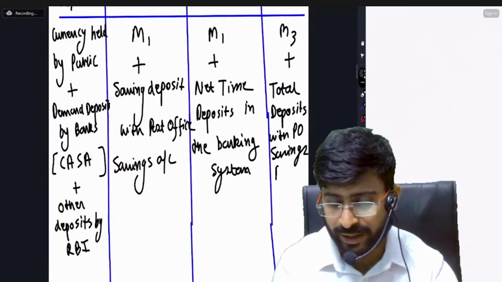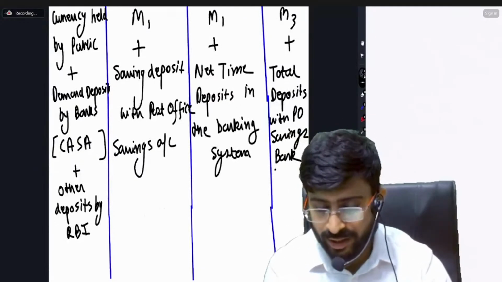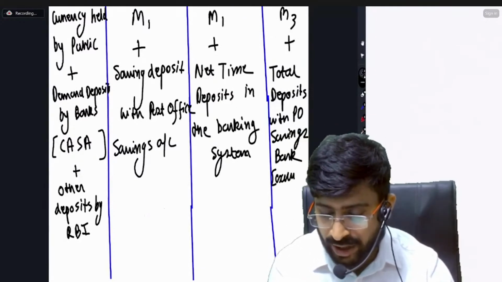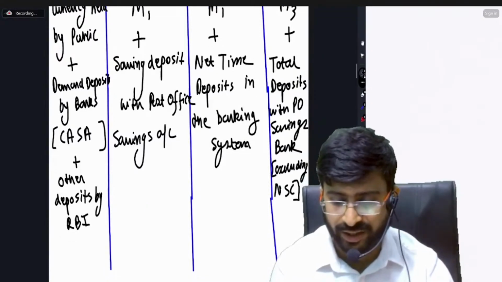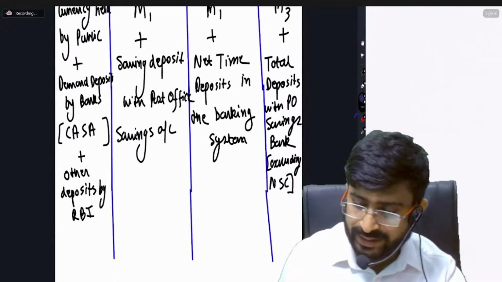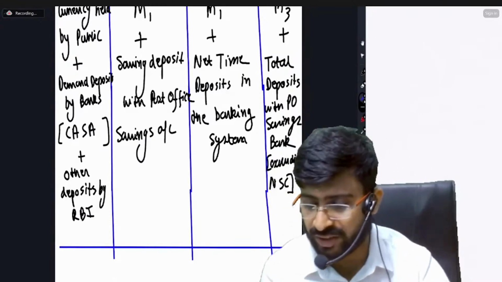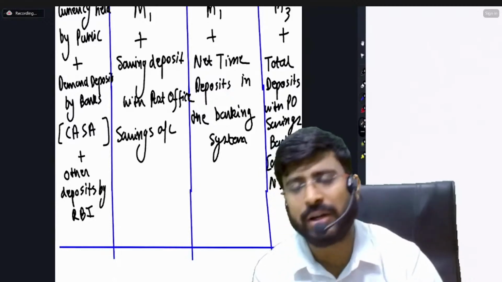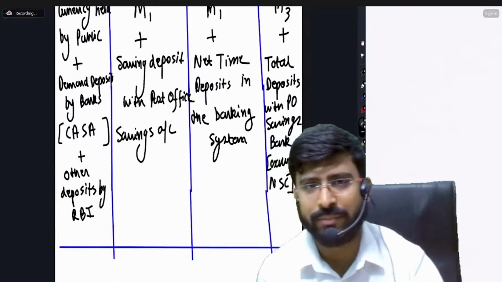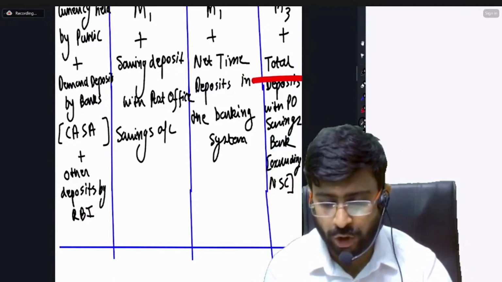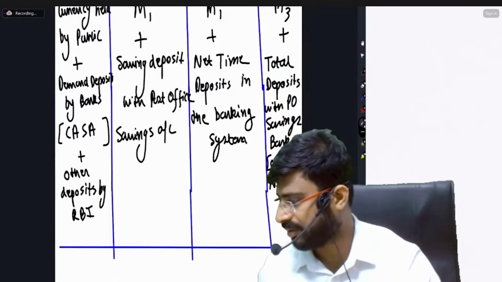Remember, there is something issued by the government called National Savings Certificate. It is excluded, excluding NSC. Very important, MCQs can come from here. M4 excludes National Savings Certificates. RD is also like a time deposit, a recurring deposit, where you keep depositing money for a certain period. Total deposits with the post office savings bank, excluding National Savings Certificates.